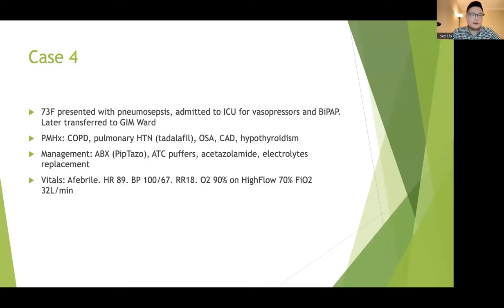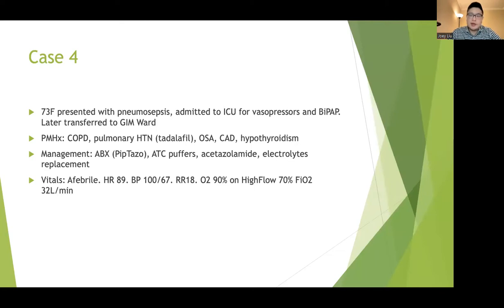And finally, with the last case here, we had a 73-year-old lady who came in with pneumosepsis, who was admitted to the ICU for vasopressors and BiPAP initially, and later transferred to the GIM ward. She has past medical history significant for COPD, pulmonary hypertension, for which she was already on tadalafil, obstructive sleep apnea, as well as coronary artery disease and hypothyroidism. So from this past medical history, we can already understand that this patient most likely has existing right heart dysfunction, given the COPD and the pulmonary hypertension.